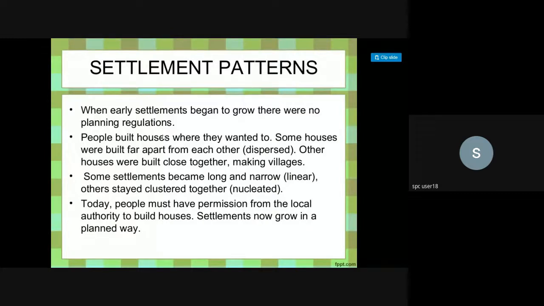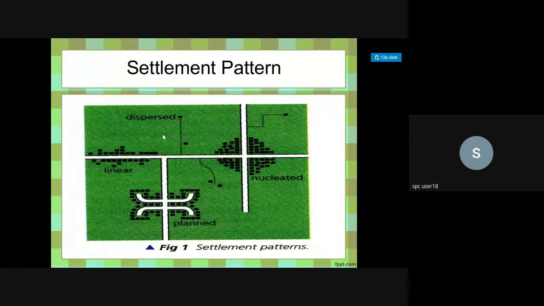We've already spoken about it. These patterns: when early settlements began, there were no planning regulations, so people used to build houses as they wanted. Some houses were built far apart from each other, called dispersed. Some settlements became long and narrow, linear. Some stayed clustered, that's nucleated. Today, people must have permission from local authorities to build their houses, otherwise you face severe penalties. This is how settlement patterns would be.